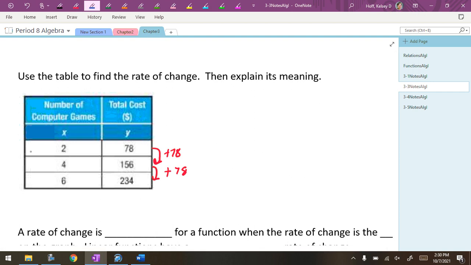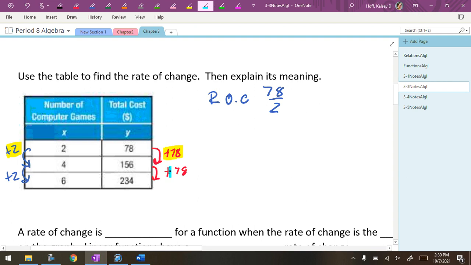What is your change from 2 to 4? And from 4 to 6? 2. Rate of change, Ms. Hoff shortcuts as ROC. Rate of change is the change in y over change in x. The first change in y was 78. The first change in x was 2. So you would write 78 over 2.